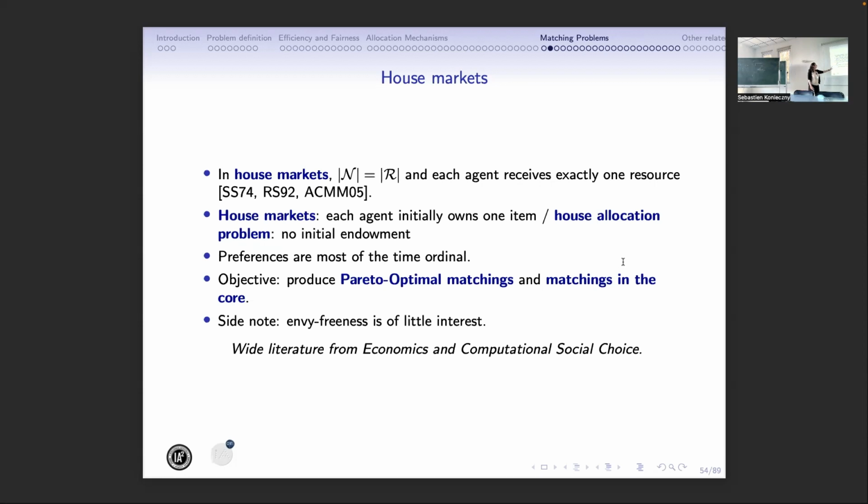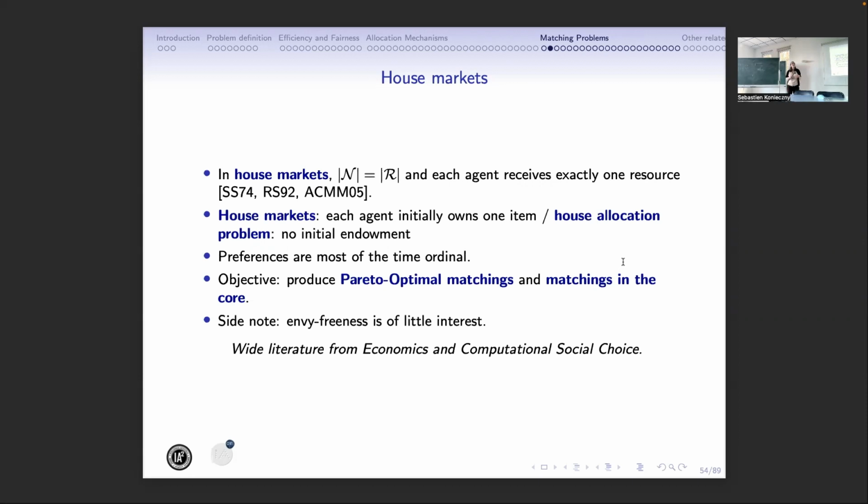Just a note aside, in a house market problem, the fairness notion of envy-freeness is of little interest, because an agent who doesn't obtain a first resource will be envious, as each agent obtains only one resource. If this resource is not your top resource, and your top resource is assigned to another agent, you will be envious of this other agent.